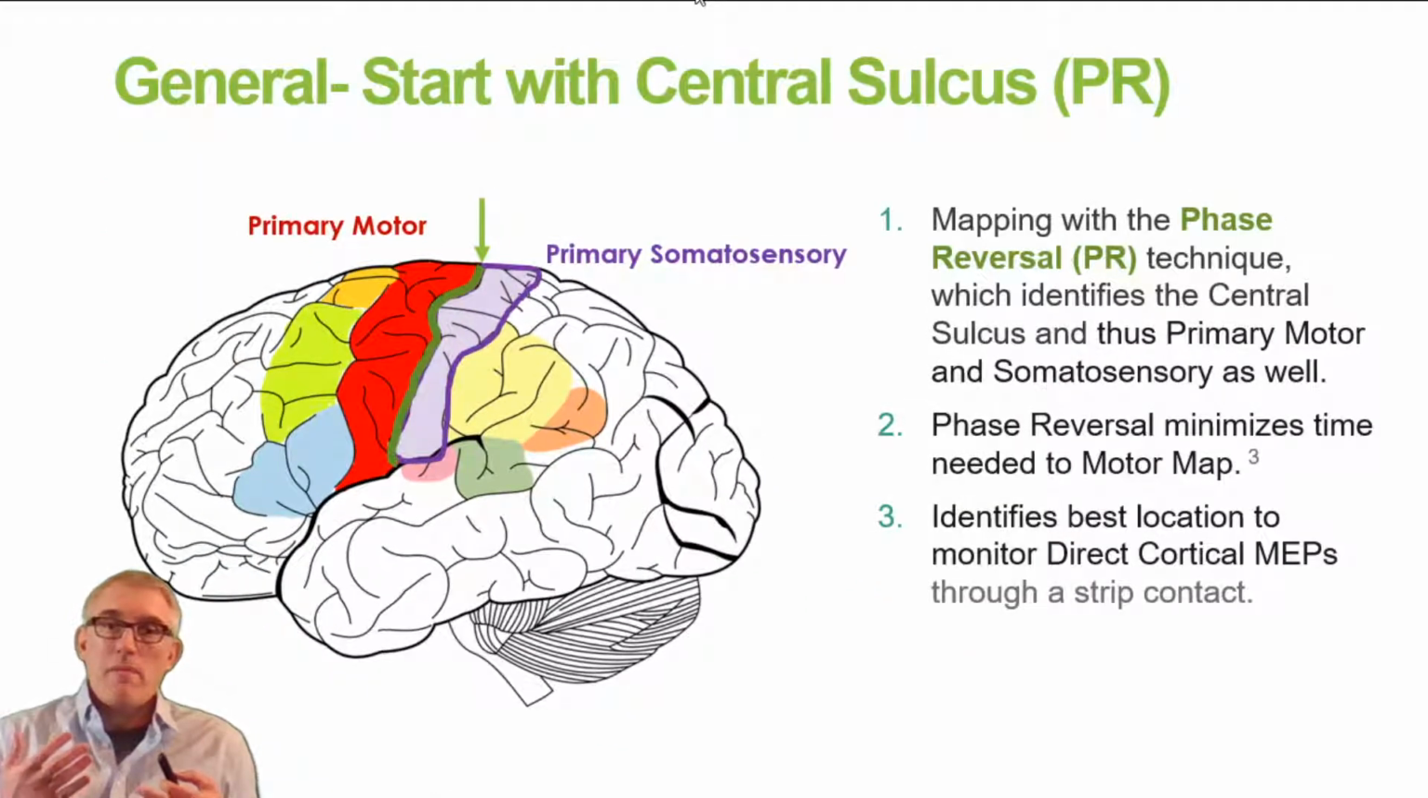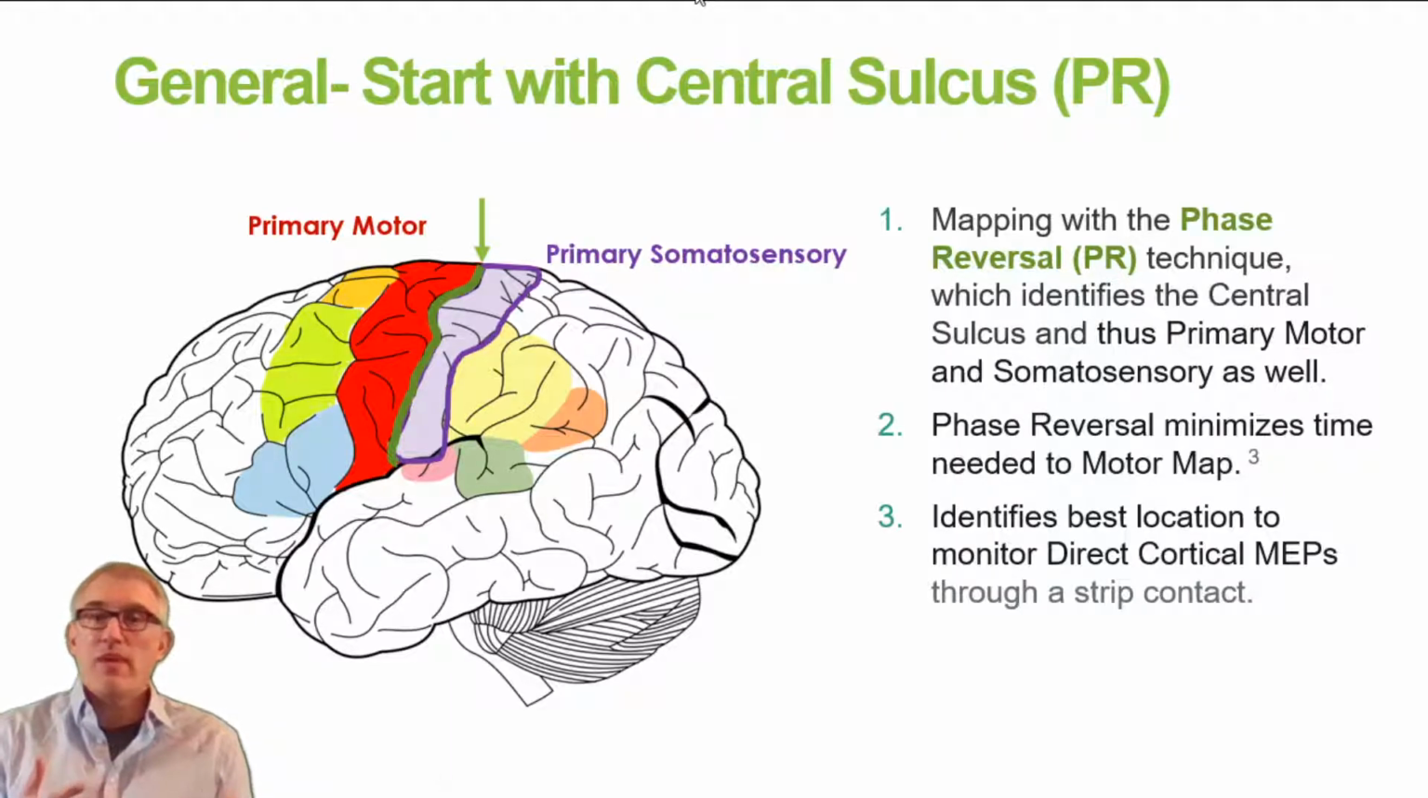But for mapping under general anesthesia, ideally start with central sulcus mapping using phase reversal. This identifies the central sulcus, obviously, but also this then tells where the primary somatosensory cortex is, as well as the primary motor cortex. If the next step is to motor map primary motor cortex, doing this first minimizes the amount of time needed to motor map, so it helps there. Also, it identifies the best locations to perform direct cortical motor evoked potentials via stimulating with that cortical strip.